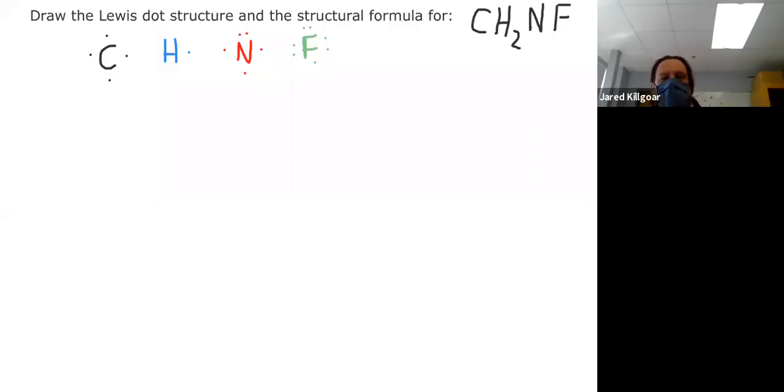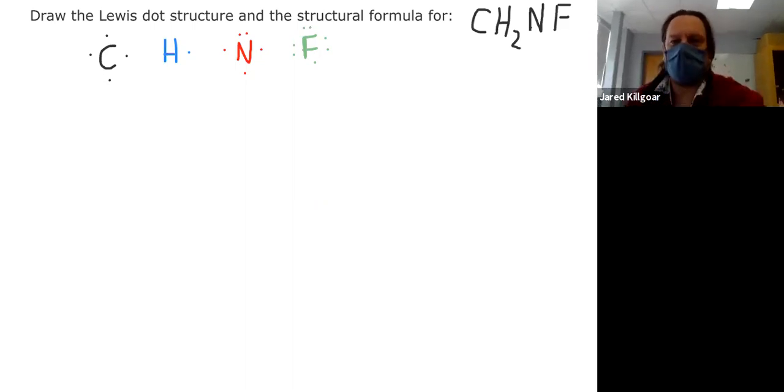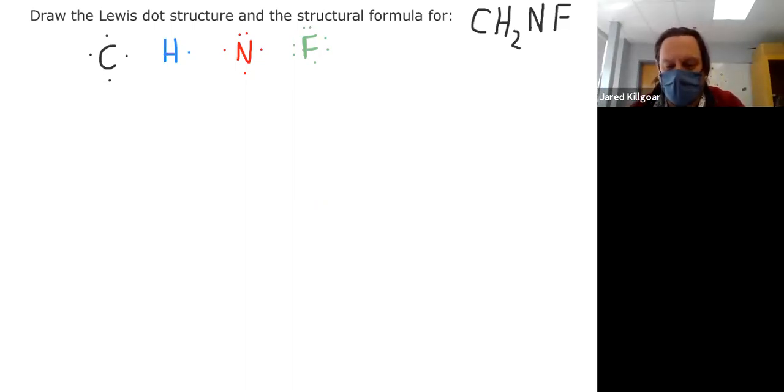All right, guys, so here we're working on drawing the Lewis dot structure and the structural formulas for CH₂NF. So first off, as always, we start looking at our Lewis dot structures for each element. And we have our carbon, which makes 4 bonds, hydrogen, which makes 1, nitrogen, which makes 3, and has a non-bonding electron pair as well. And fluorine, which makes 1 bond and has 3 non-bonding electron pairs.